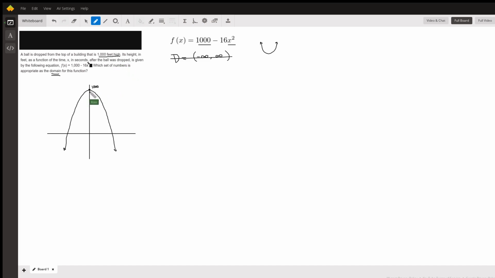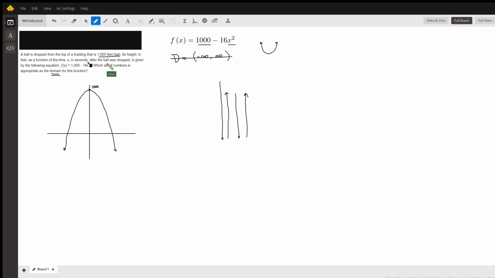Also important to recognize that this graph is not the path of the ball. If you drop a ball, it's not going to somehow fly off in an arc. It would go straight down, then bounce back up, then straight down, then bounce back up, maybe a little lower. But this graph isn't showing you the path of the ball. It's just telling you how high off the ground it is after a certain amount of time.